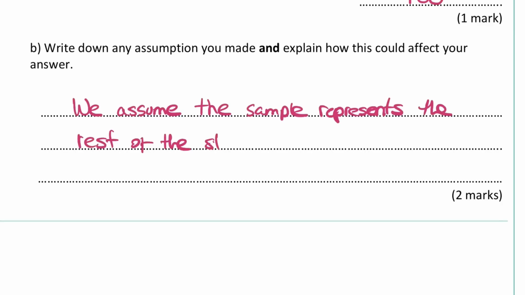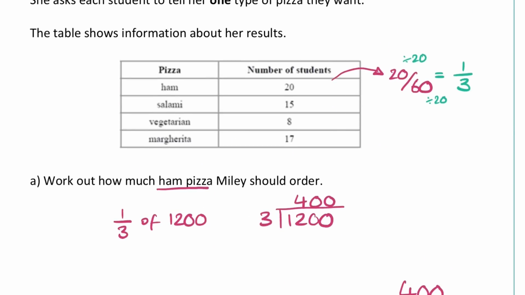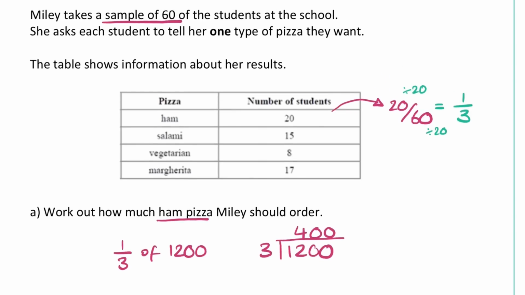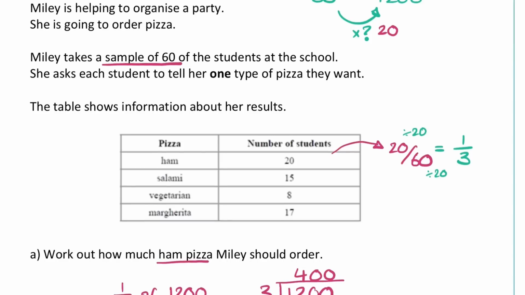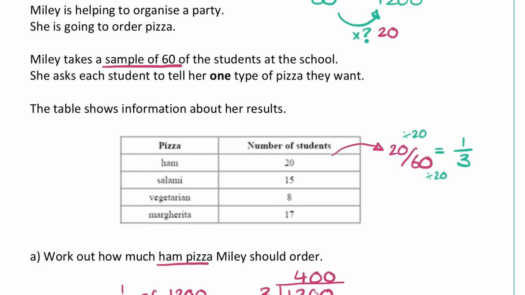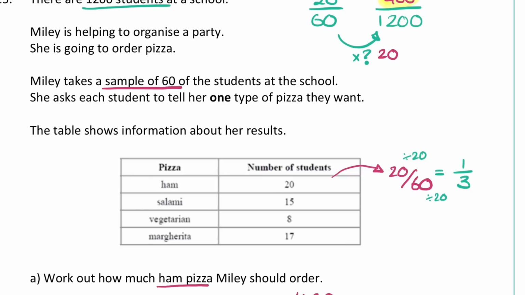Obviously what we mean by that is that we assume that for every 60 students, 20 of them are going to want ham pizza. It'd be a very extreme scenario, but if they just happen to be the only 20 that were asked, we're going to be ordering way too many ham pizzas. If they're the only 20 in the entire school that actually wanted ham pizza, there's going to be a lot of people with pizza they don't want. So what we are assuming is that the sample represents everybody.